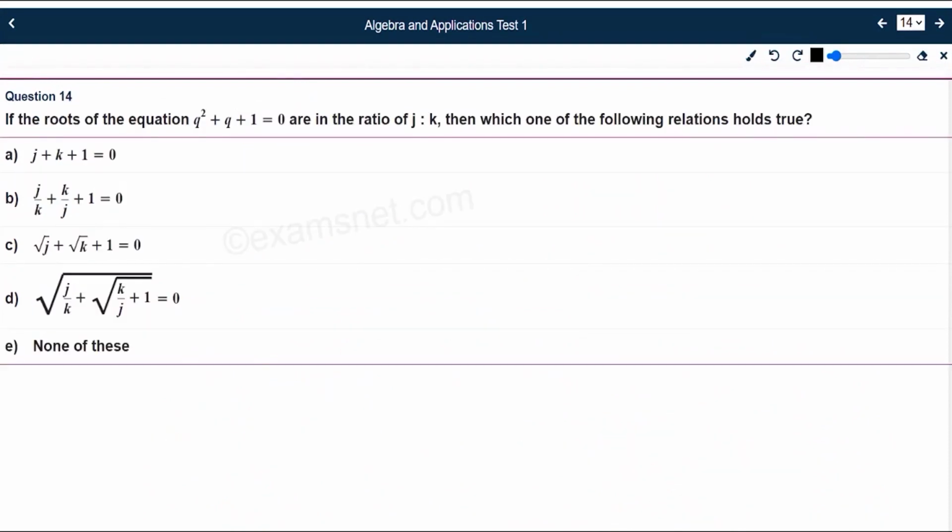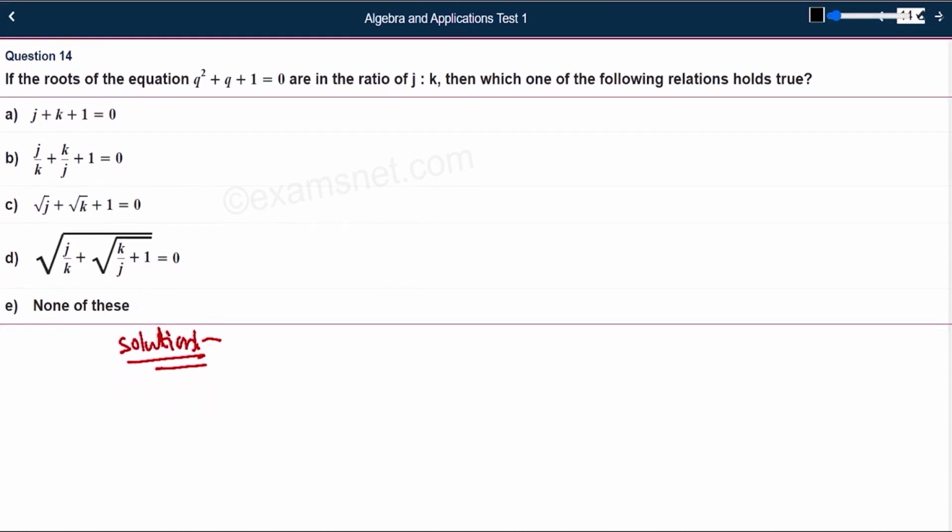If the roots of the equation q square plus q plus 1 equals 0 are in the ratio of j is to k, then which of the following relations holds true? Okay, that's a pretty good question, and to solve this, we need to recapitulate the relation between the roots of the equation and the coefficients of the equation. Let's first write it.